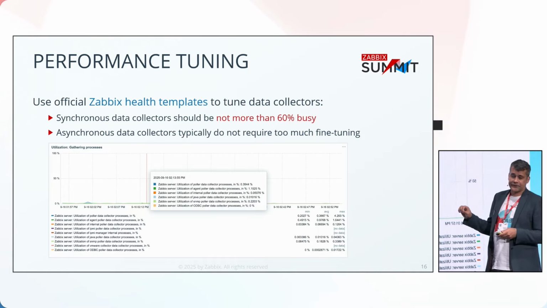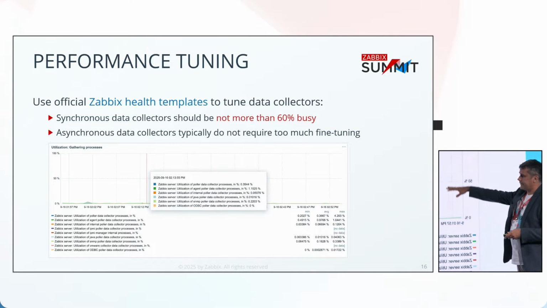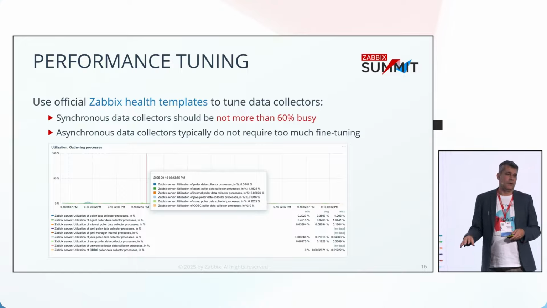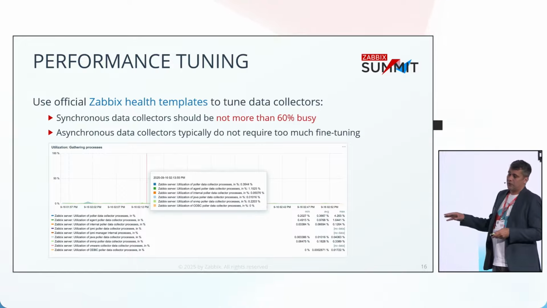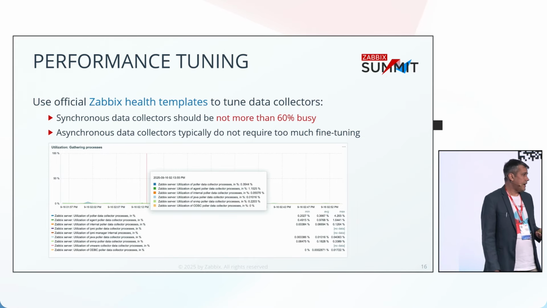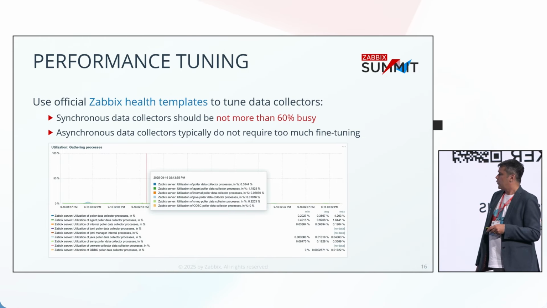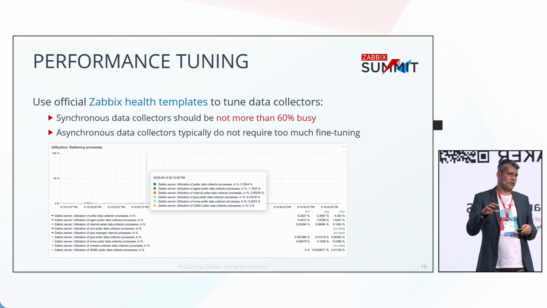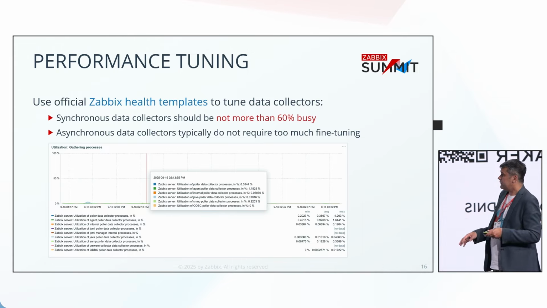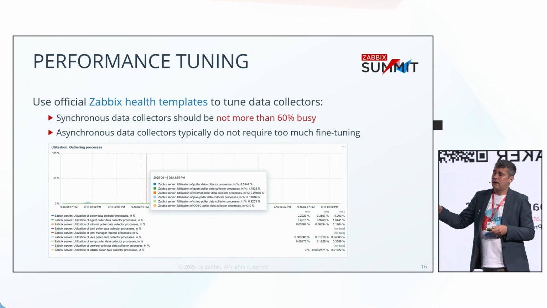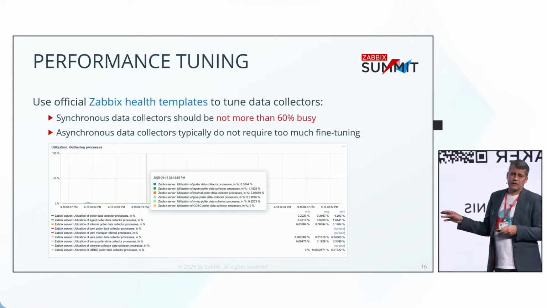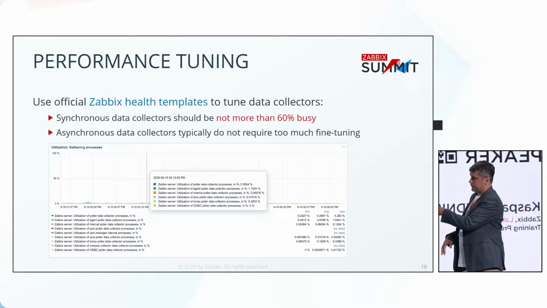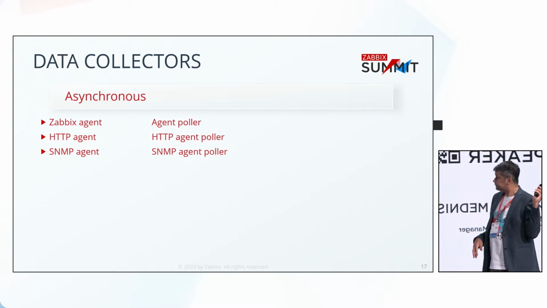And you just look at the templates, you just look at those simple lines or those graphs, and you see, oh, this data collector is in trouble. I need more. So don't ignore it. By our best practice, we keep the data collectors not more than 60% busy. So you always have some reserve. If we talk about asynchronous data collectors, normally you will not have any troubles. But for synchronous, look here, and maybe you need to tune something.